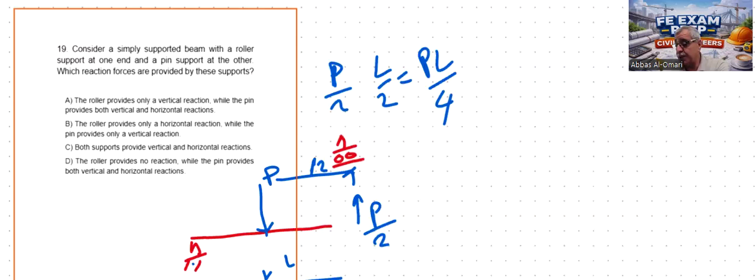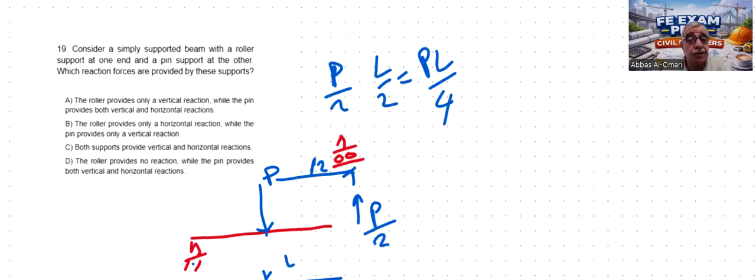So let's see the options. A: the roller provides only a vertical reaction, that's correct, while the pin provides both vertical and horizontal reactions. So A is correct. I think we don't have to go through all the other choices, to save time when you take the exam. If you are sure of the answer, you don't need to go to the other choices. If you are not sure, you may go to the other choices. So the next question.